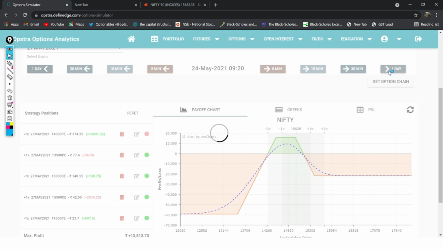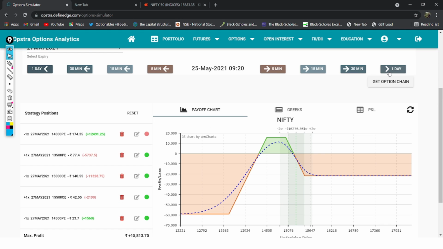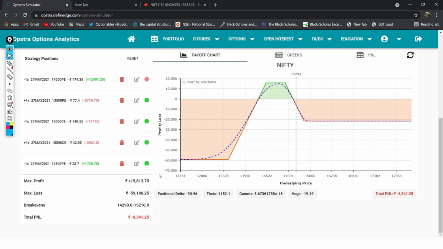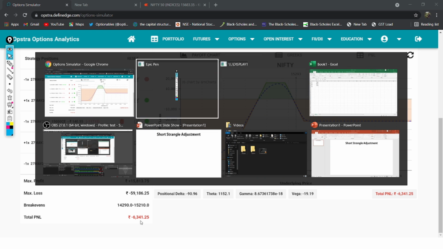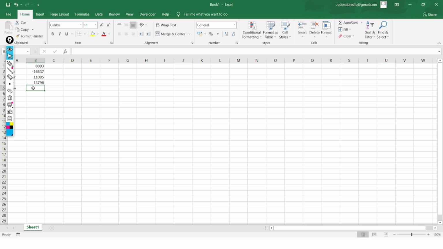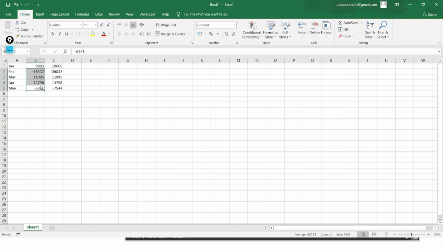So let's see where the market ends up going. So the market ends up moving higher, but it doesn't actually move 500 points. So we come to the expiry and we end with a loss of 6,341. So May, we have a loss of 6,341. So on the first column, what we have is the profit when we adjusted, and on the right side we have the results when we didn't do the adjustment. So we'll be quickly looking at what is the overall result.